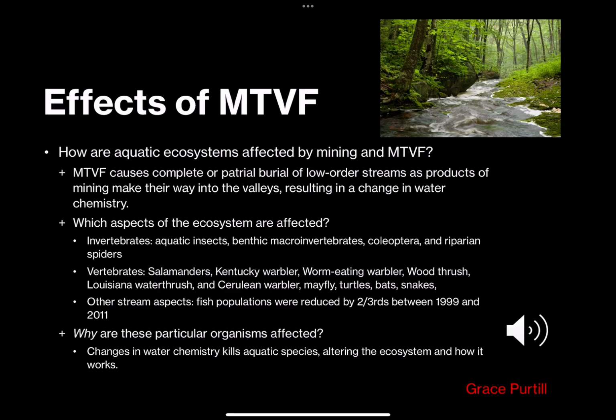And then these ecosystems are being affected because the change in water chemistry is killing aquatic species, and it is altering how the ecosystem works as a whole. An increase in ion concentrations, altered pH, and higher levels of sediment are the main reasons why these impacts are occurring.